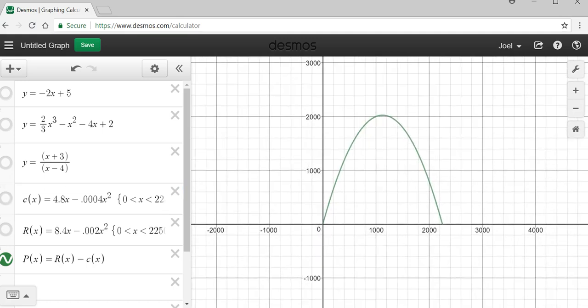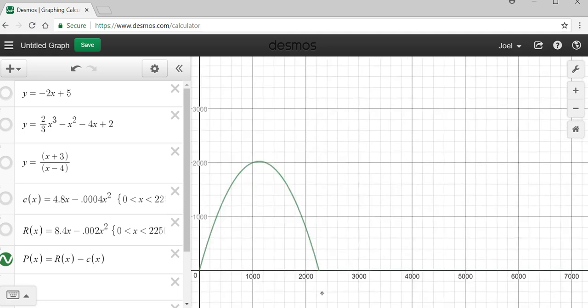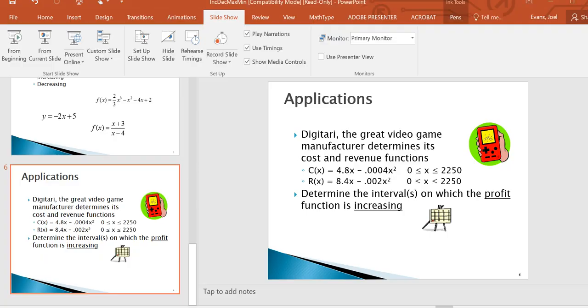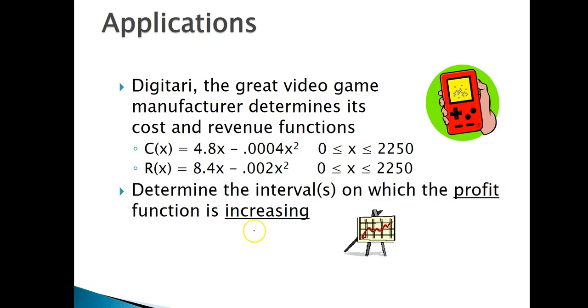And the question was, where is it increasing? Well, it's increasing along this, see my dot moving? It's increasing until right there, and then it's no longer increasing. Now it's decreasing. So it's increasing up to x equals, I'll move that along, up until it gets to 1,125. So we would say it's increasing from 0 up to 1,125. And then after that, it starts decreasing again.